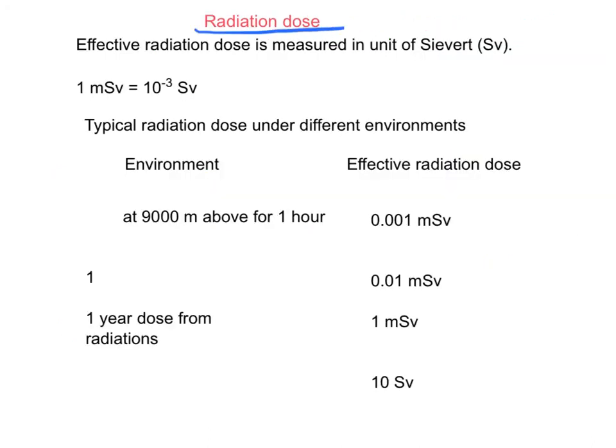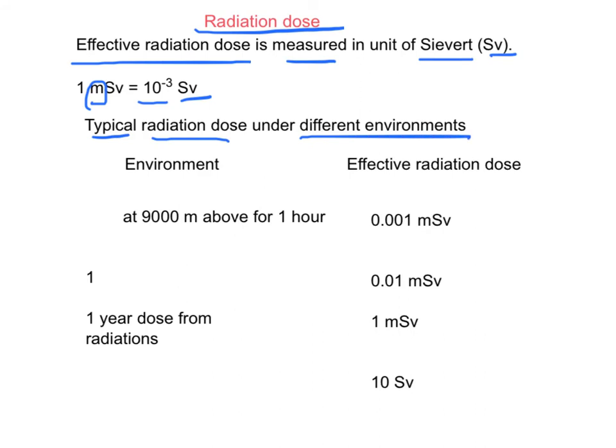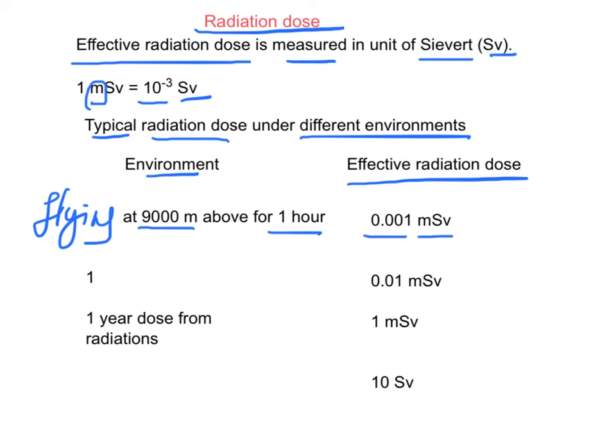Radiation dose, 輻射劑量. The effective radiation dose is measured in the unit of sieverts, Sv. Notice that 1 millisievert is equal to 10 to the power negative 3 sievert. Let's see some typical radiation doses under different environments. If you are flying at a height of about 9,000 meters for 1 hour, then the effective radiation dose absorbed will be about 0.001 millisievert, which is very small.